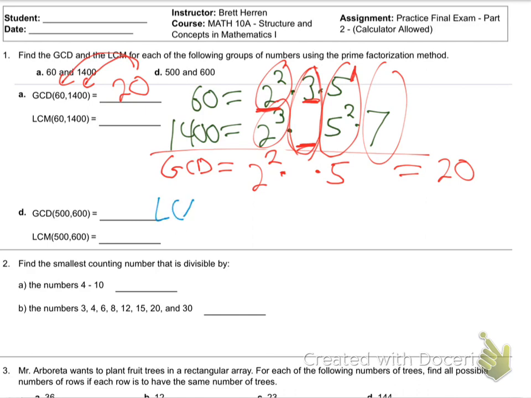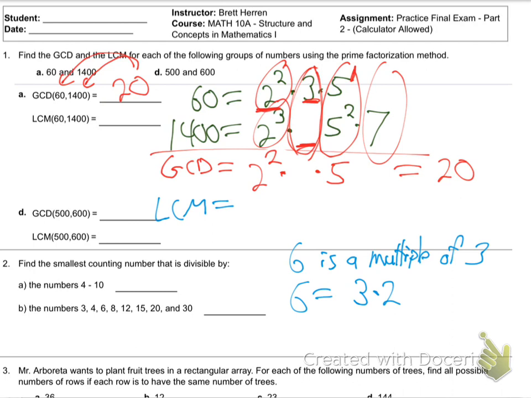Now let's do the LCM right underneath. The LCM is going to be just the opposite, the least common multiple. Now what's a multiple? A multiple is a bigger number, like 6 is a multiple of 3. What do I mean by that? 6 is 3 multiplied by 2, right? It's bigger, it's one of 3's multiples. If you multiply 3 by 2, you'll get 6. A multiple is a bigger number that the littler number goes into.